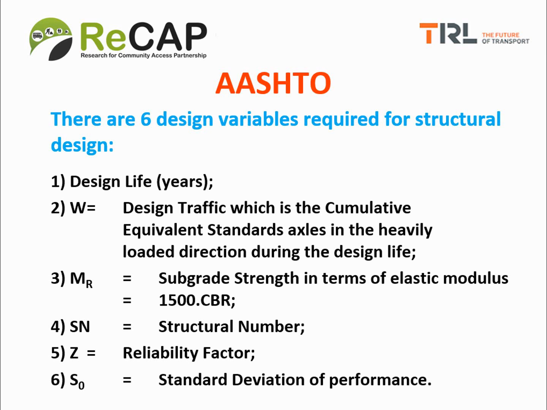You must remember that the Ashtyn method is an American method, so the units are not metric, they're imperial. So the subgrade strength in terms of elastic modulus is in terms of pounds per square inch. It's roughly equivalent to 1,500 times the CBR, so it's quite easy to calculate. We need to know something called the structural number, which I mentioned the other day, and then 2 factors that you're probably not so familiar with. It's called the reliability factor Z and the standard deviation of performance S0. So without more ado, let's get on with the design.